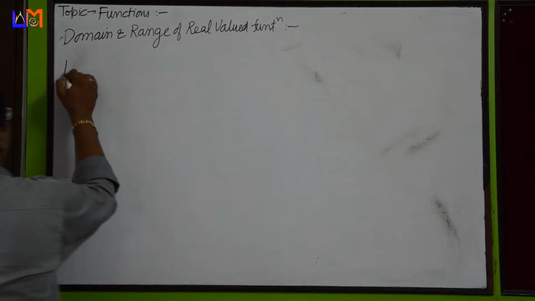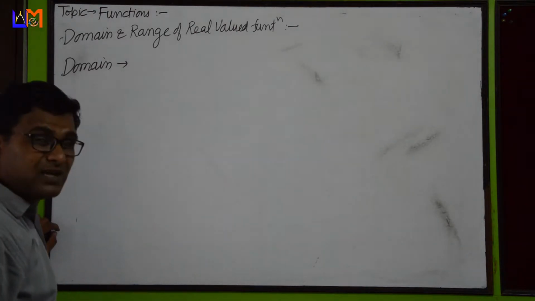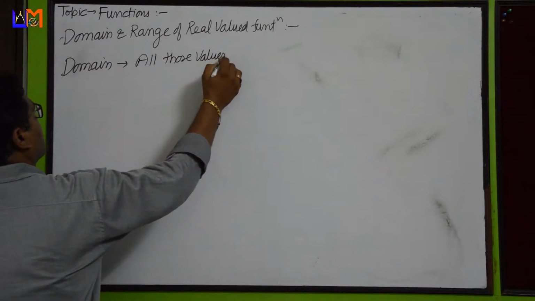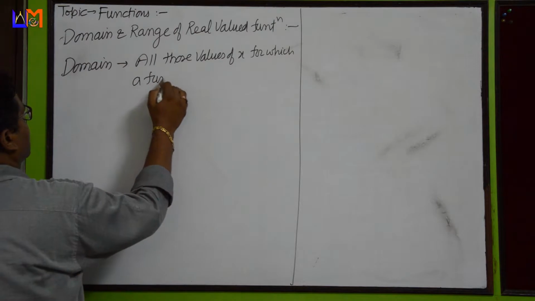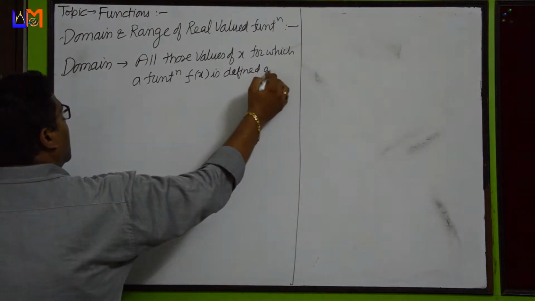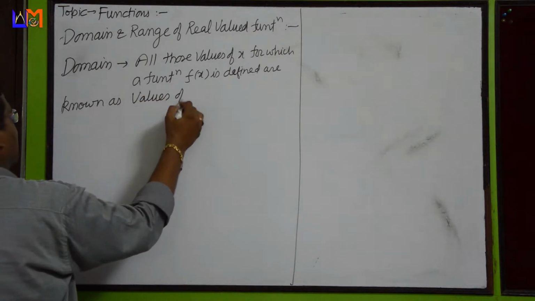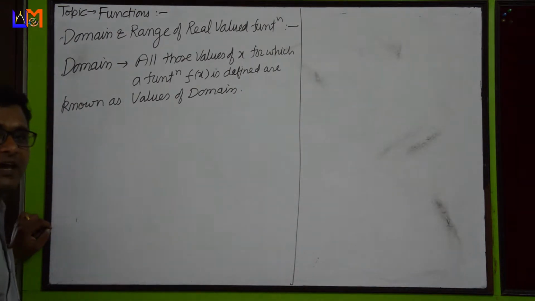So for a real valued function, what is the domain? The definition of domain is this. All those values of x for which a function f(x) is defined are known as values of domain. वो x की सारी वैल्यू जिसके लिए कोई फंक्शन डिफाइंड होता है वो वैल्यूज डोमेन की वैल्यूज कहलाती हैं. अब आपको ये पता होना चाहिए कि फंक्शन डिफाइंड कब होता है, अनडिफाइंड कब होता है.